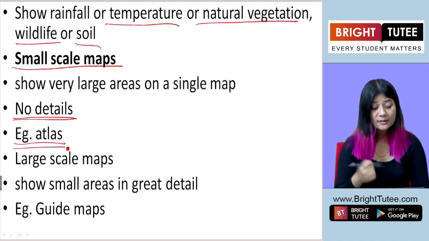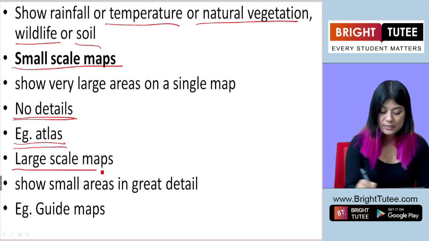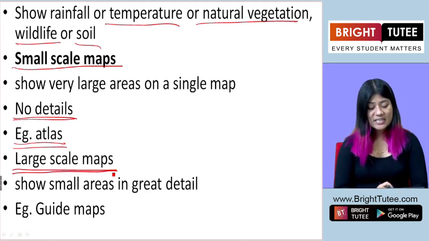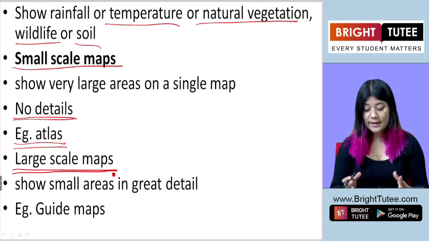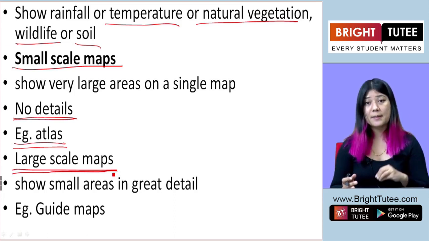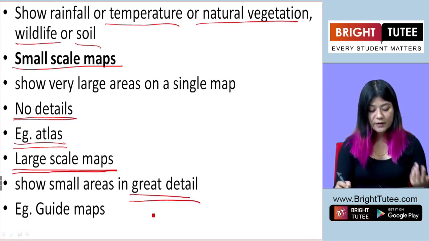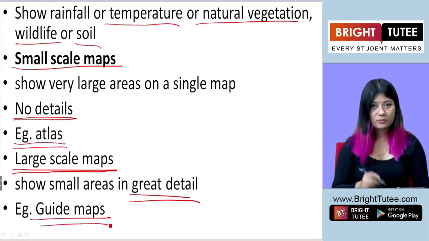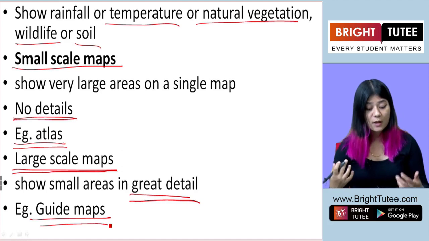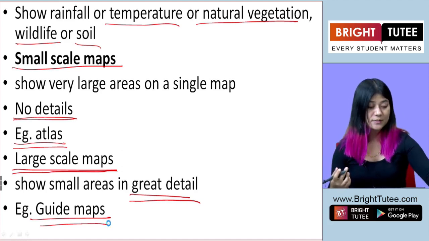Okay. The next type of map is called large scale maps. Now these are maps of small areas, but the details in those maps are carefully put. They are great in detail. So for example, guide maps.